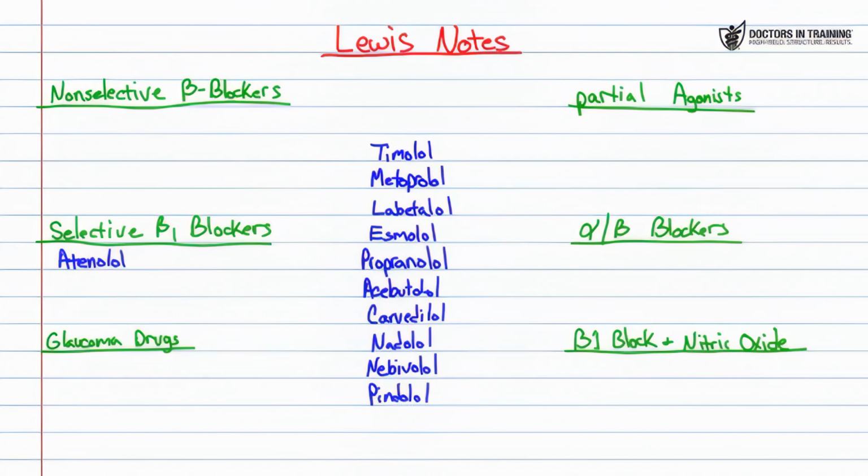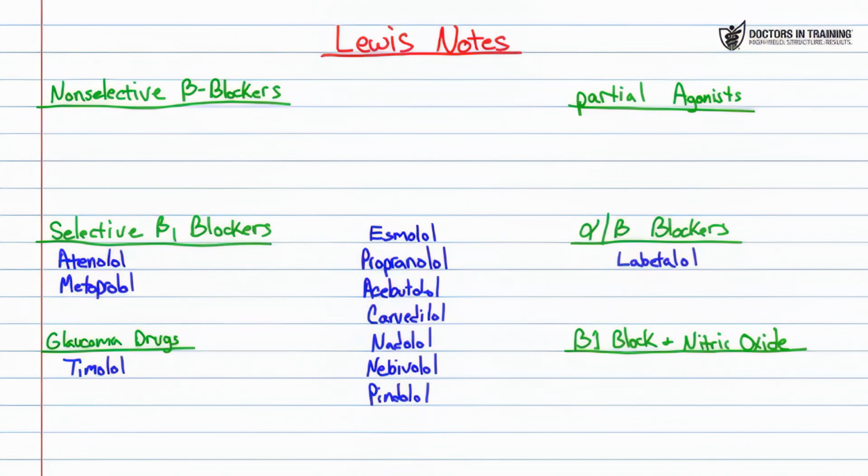Timolol. So timolol is actually used as a glaucoma drug. It's one of those topical beta blockers that we use. Metoprolol. Metoprolol used all the time. One of the most commonly used beta blockers, and that's going to be a selective beta 1. Labetalol. Labetalol is a great one. It's one of those great alpha beta blockers, so it's kind of getting both the peripheral vasodilation, also blocking that regular beta 1 as well.